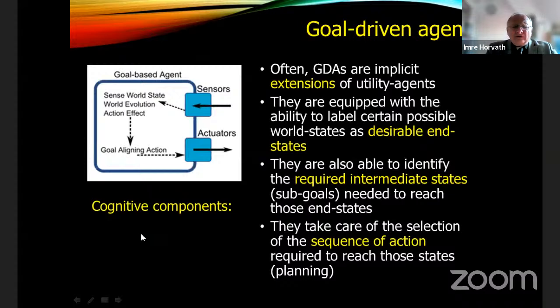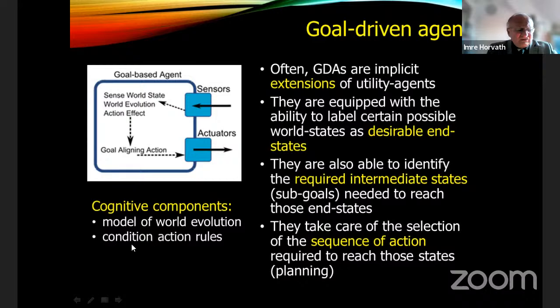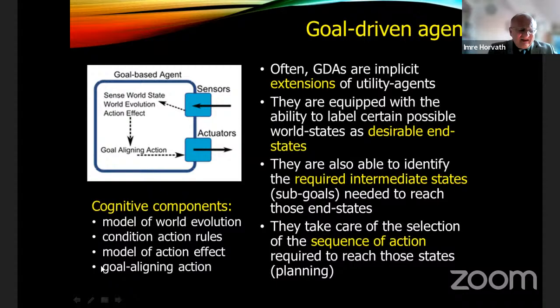Cognitive components for goal-driven agents are the model of the world evolution, condition action rules, and model of action effect, as well as, like in the previous case, a kind of reflection here. This reflection comes from a goal aligning action functionality, which is also built into the agent.